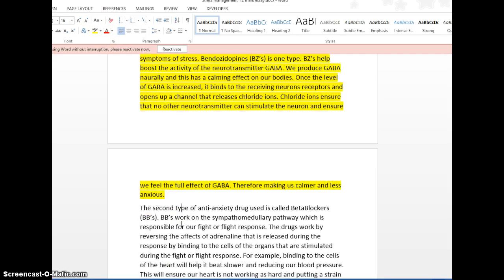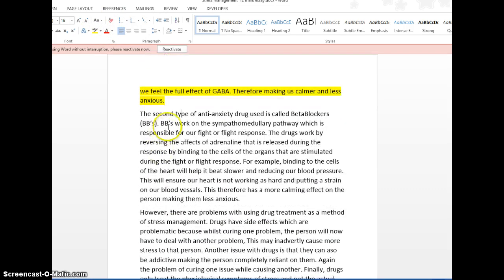Okay. Then I go on to talk about the second type of anti-anxiety drug to give them a bit more information. I talk about beta blockers, again abbreviated to BBs. So now I can use BBs all the way through, and I've basically explained what BBs do, binding to the cells of the organs that are stimulated during a fight or flight response. So you can read that as well. I'm not going to read it for you, but again, all of that will be my AO1 points.